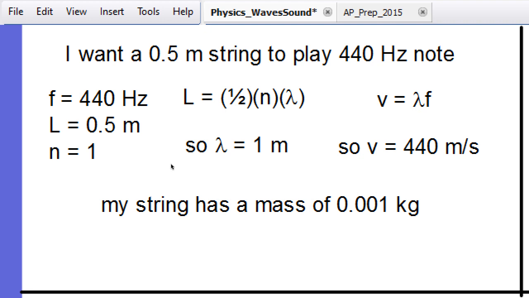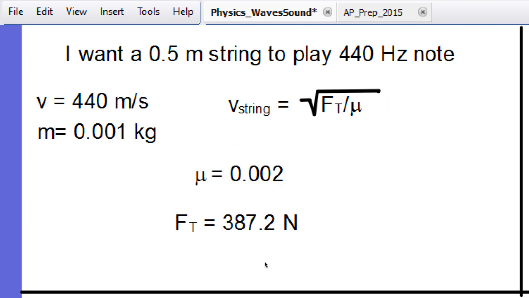Let's pretend that my string has a mass of 0.001 kilograms, 1 gram. Just a made-up number. If we know the length is 0.5, and if we know the mass is 0.001, that means we can find the linear density to be 0.002. If we know that v is 440 meters per second, and if we know the linear density is 0.002, we can solve for the tension force. Go ahead and do that.